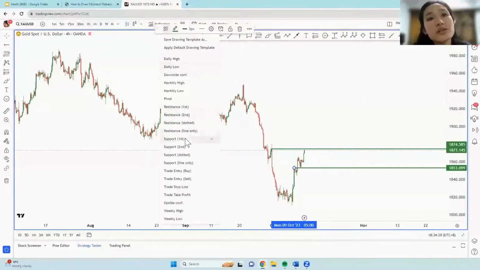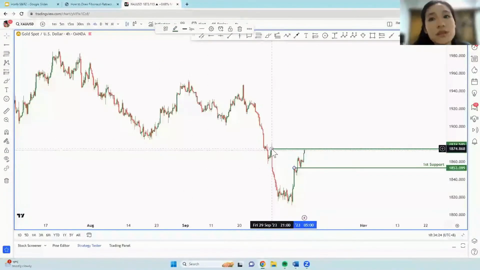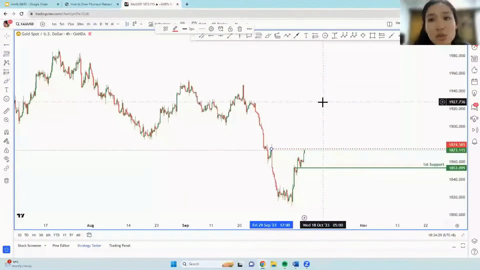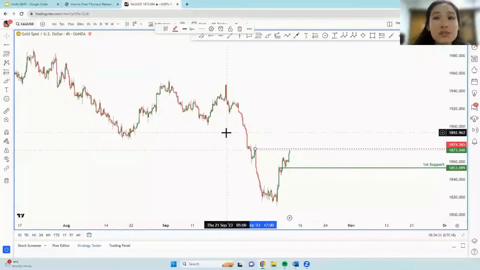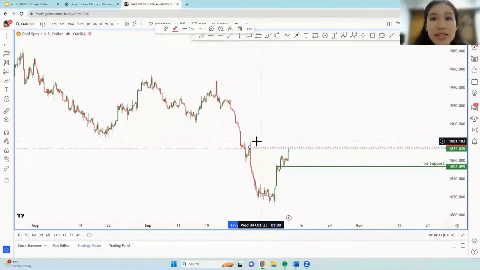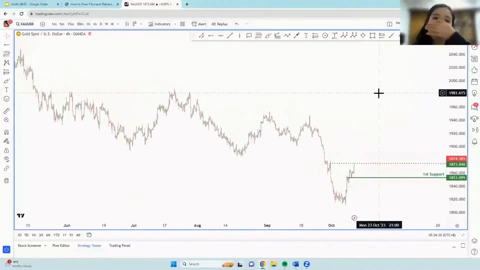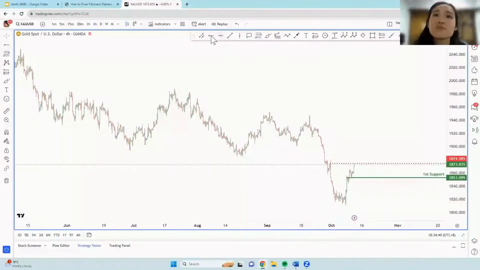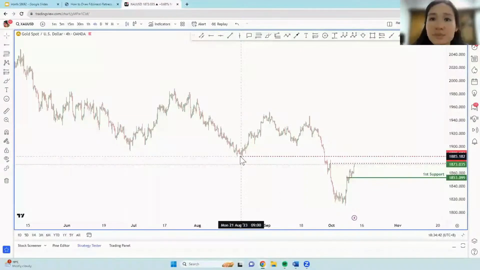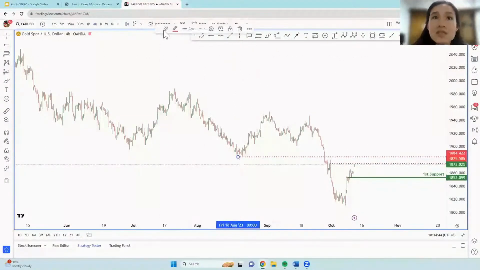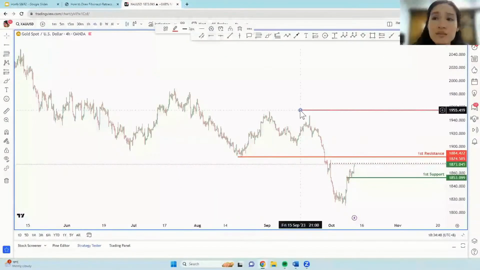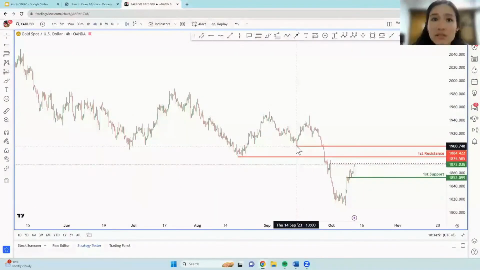Okay, so this is my first support. I'm just gonna make this a dotted line because price is super close to this level, but I want to highlight it because of this swing high here. Okay, and then a resistance here. And here.